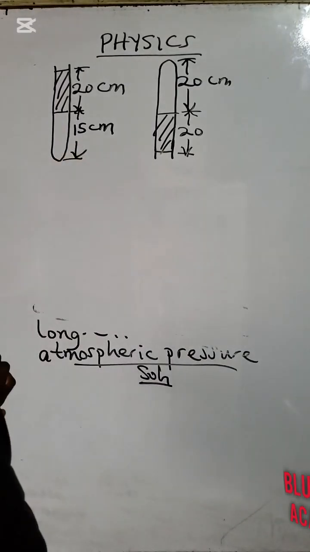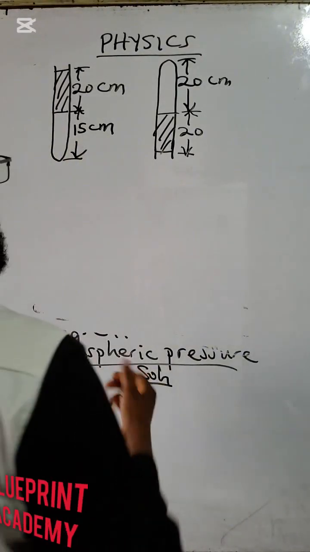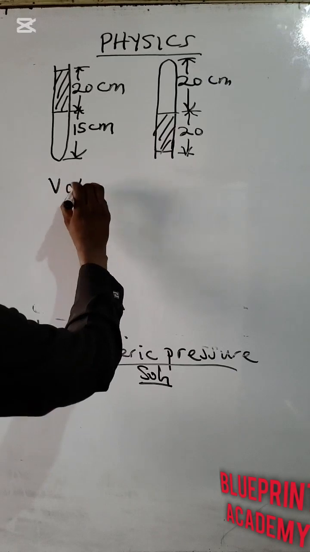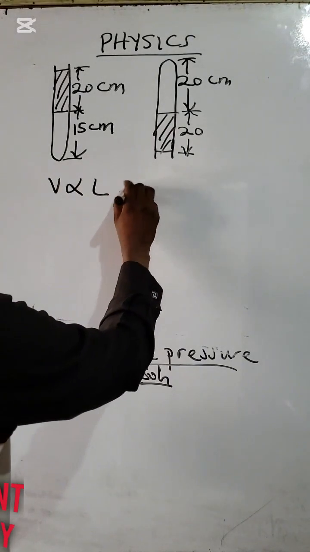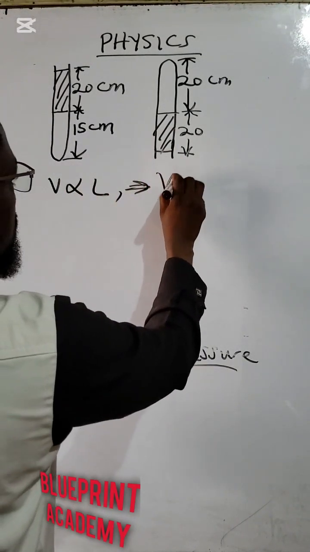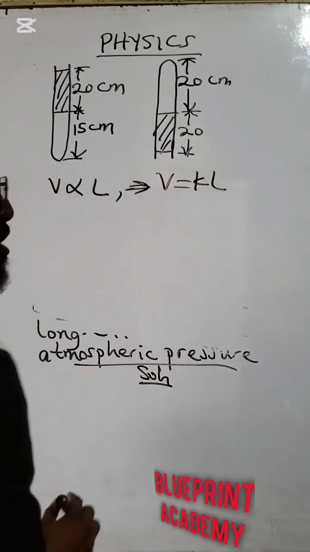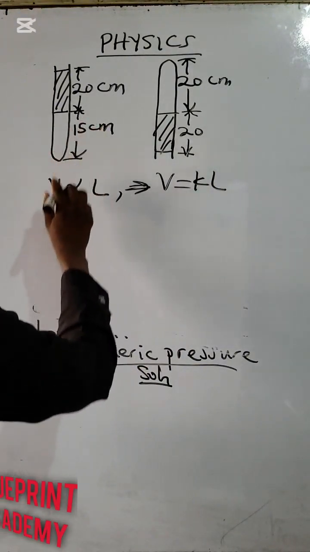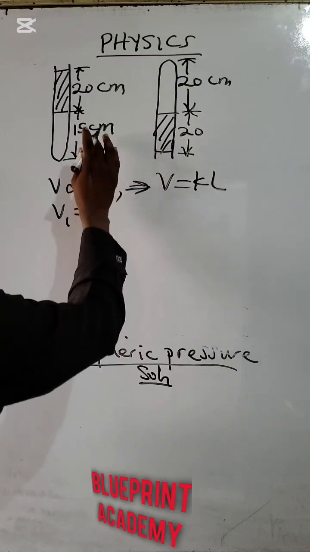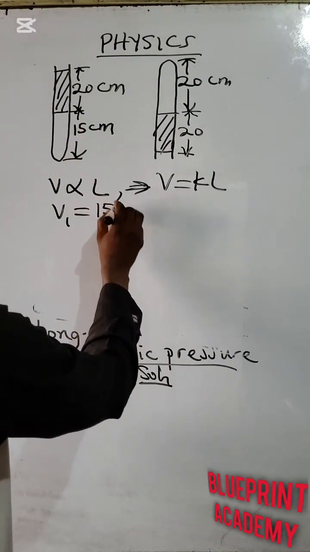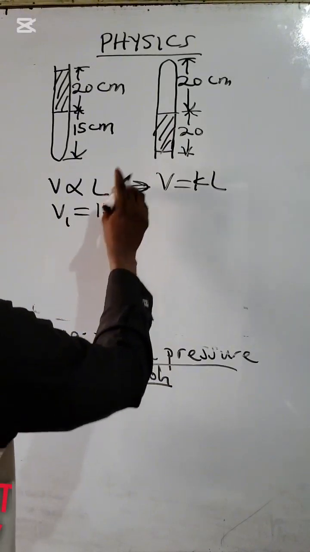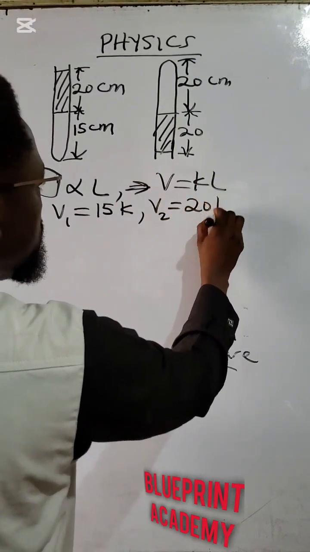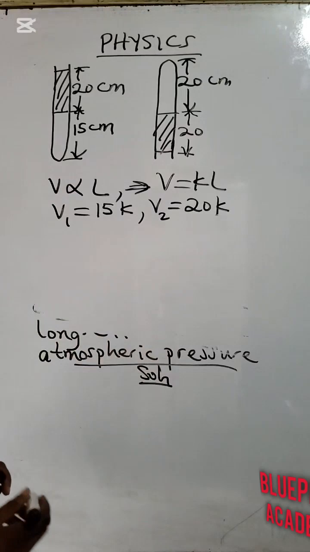this one here, the volume of air, that's the length of air column, is 15 centimeters. We know that volume is directly proportional to length. That implies V equals KL, where K is a constant. So from here, I'll get my V1 as 15K. Then V2 will be 20K. K is a constant.